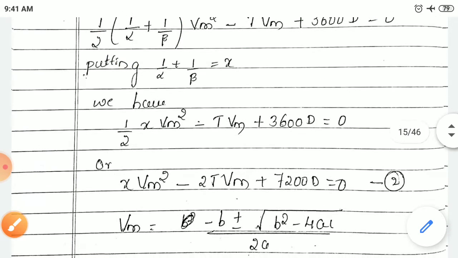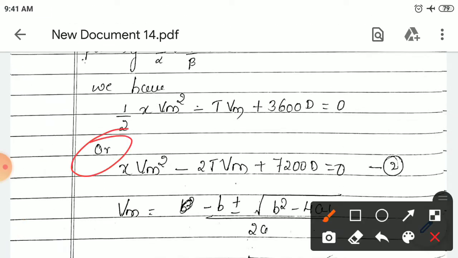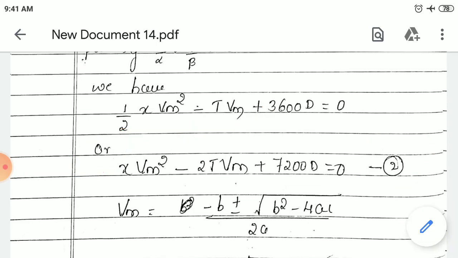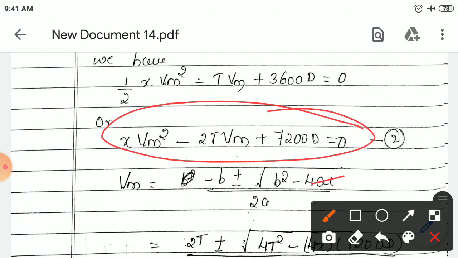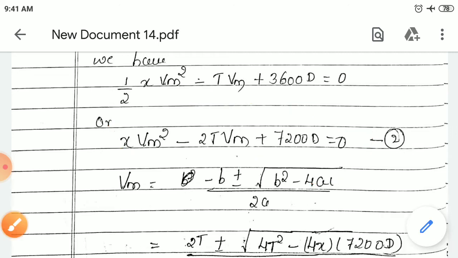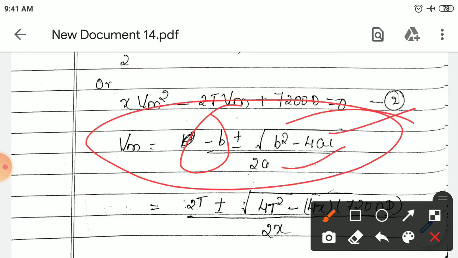Or you can rewrite this equation, multiplying by 2, as x Vm square minus 2 TVm plus 7200 D is equal to 0. Call it equation number 2. Now this equation is in the form of ax square plus bx plus c. The solution to ax square plus bx plus c is minus b plus or minus square root of b square minus 4ac, divided by 2a. This is the solution for the ax square plus bx plus c equation.